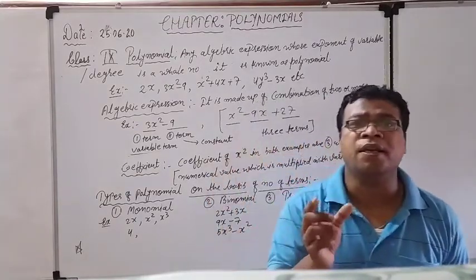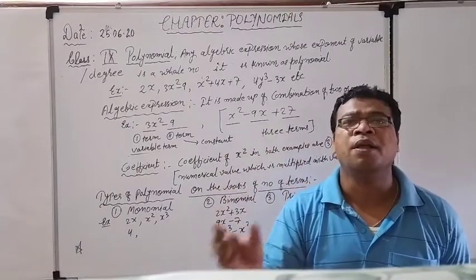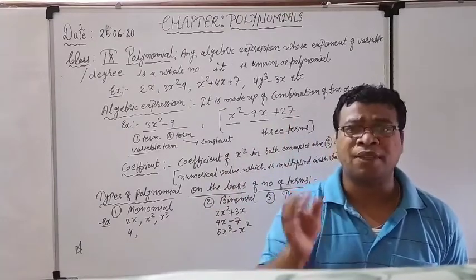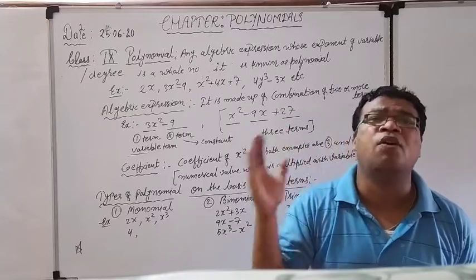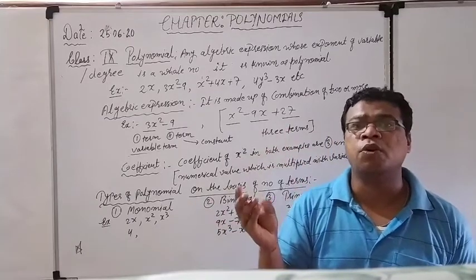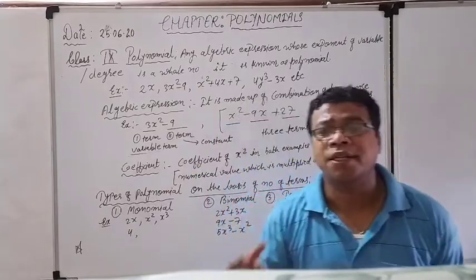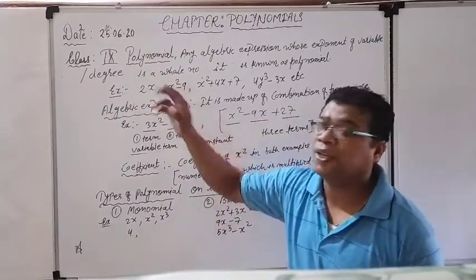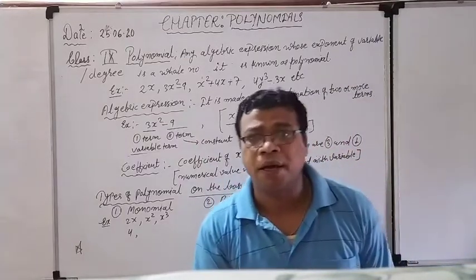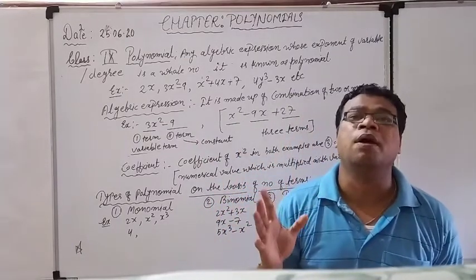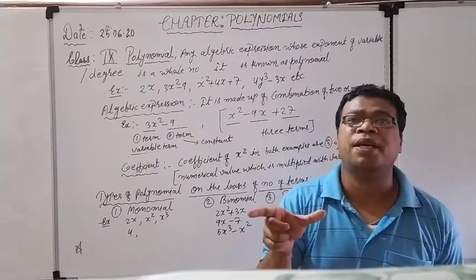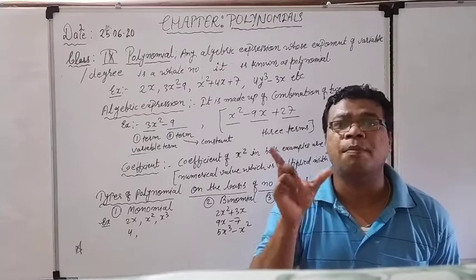So if the highest power of the variable is a whole number, what is the meaning of whole number? Starting from 0 to infinity: 0, 1, 2, 3, 4, 5, 6, and so on. That is the condition here. Whatever the highest power of the variable, it should always be a whole number. Then only can we say that the algebraic expression is a polynomial.